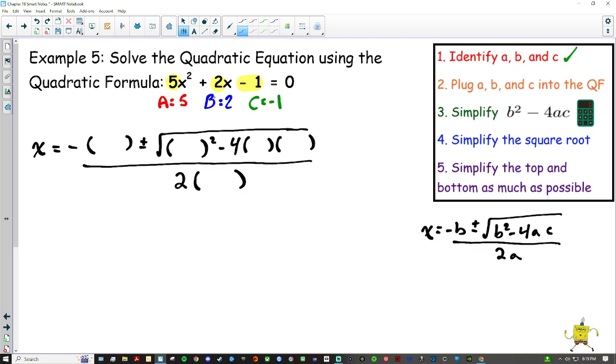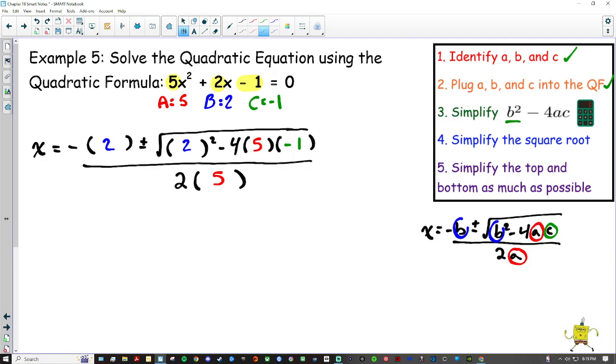So, working A, B, and then C. There's an A after the 4, and there's an A after the 2. So I'm going to plug in a 5 after the 4, and a 5 next to the 2. B, we got 2 of them. 1 in the front, 1 inside the square root. So I'm going to plug in a 2 and a 2. And last but not least, I got C at the end, so I plug in -1. Okay, step 2 is done. Plugged in A, B, and C into the quadratic formula.